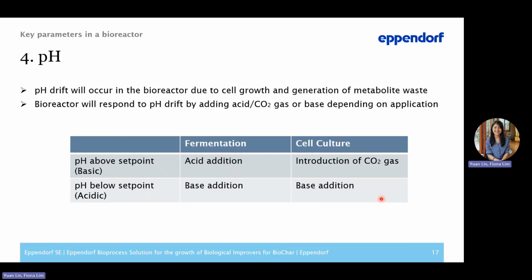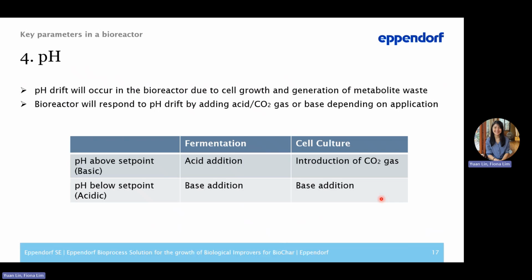Okay. Now let's take a look at the fourth key parameter in the bioreactor. That would be the pH. Usually in a bioreactor run, there will be pH drift. This is due to the cells growing in the bioreactor and the generation of metabolite waste. So usually at the start of the experiment, you will see the pH being slightly higher. And as your cells continue to grow, you will see the pH start declining in the process.